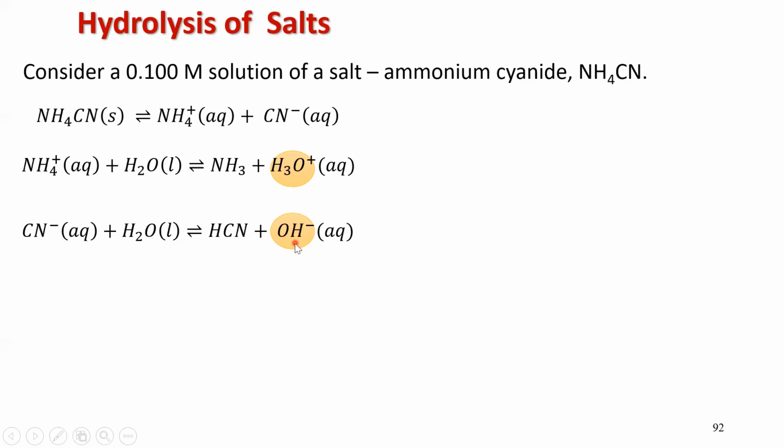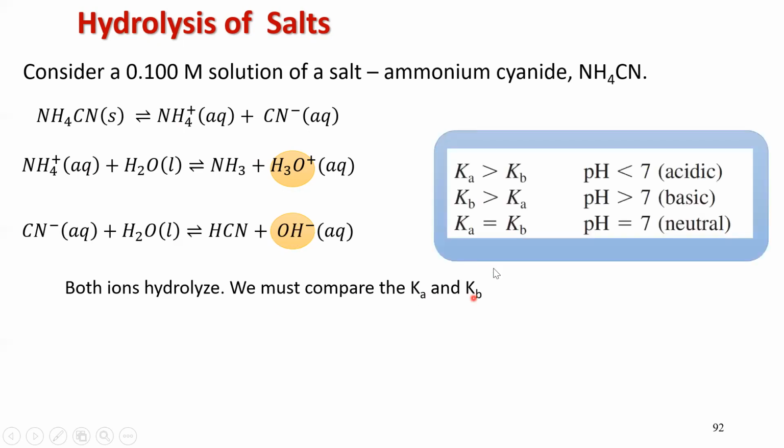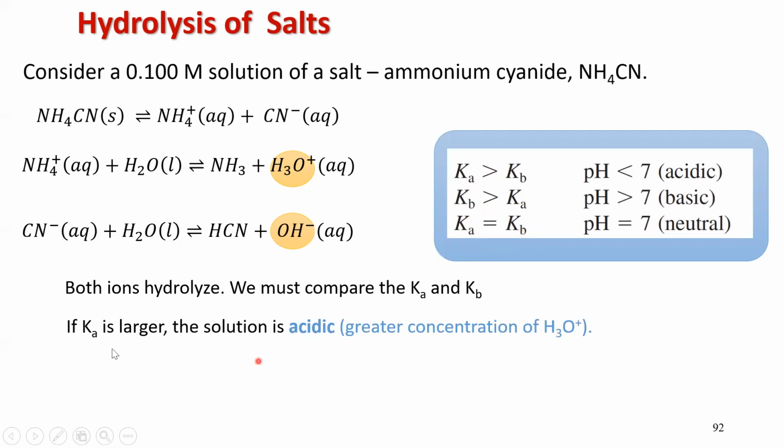or basic? Well, what we have to do is compare the Ka and the Kb values. If the Ka is larger than the Kb value, then it's going to be acidic. If the Kb value is larger than the Ka value, then it's going to be basic. And if the Ka value equals the Kb value, then it's going to be neutral. So if the Ka value is larger, the solution that's produced when that salt dissolves in water is going to be acidic because we're going to have more hydronium ions in the solution.